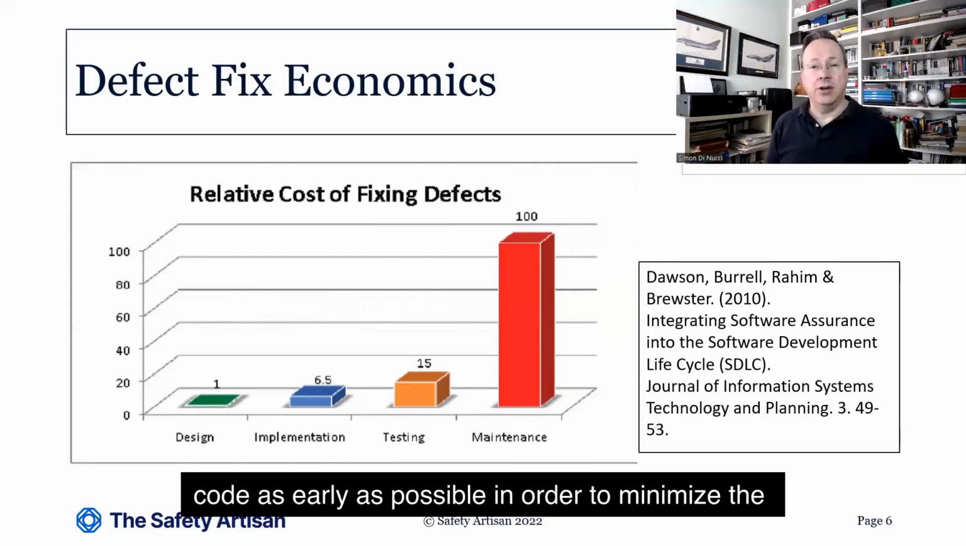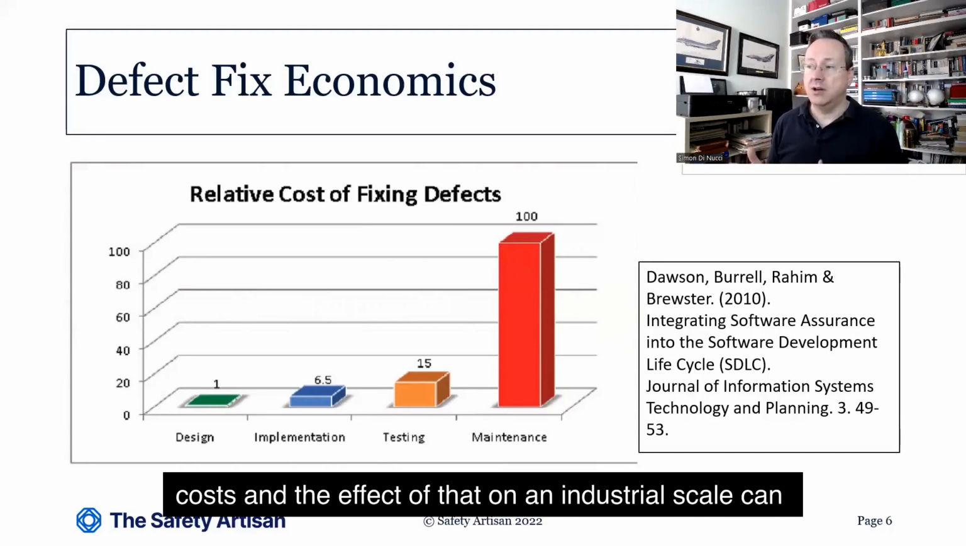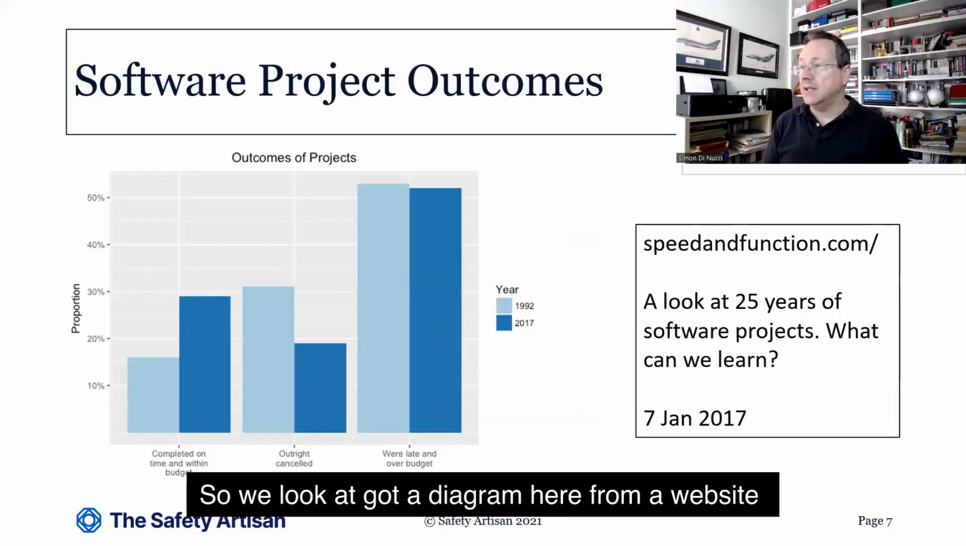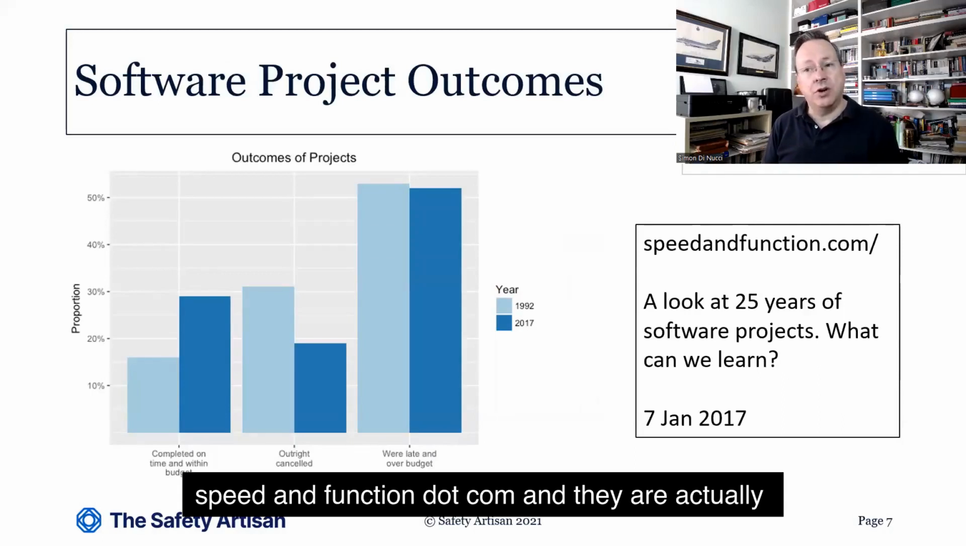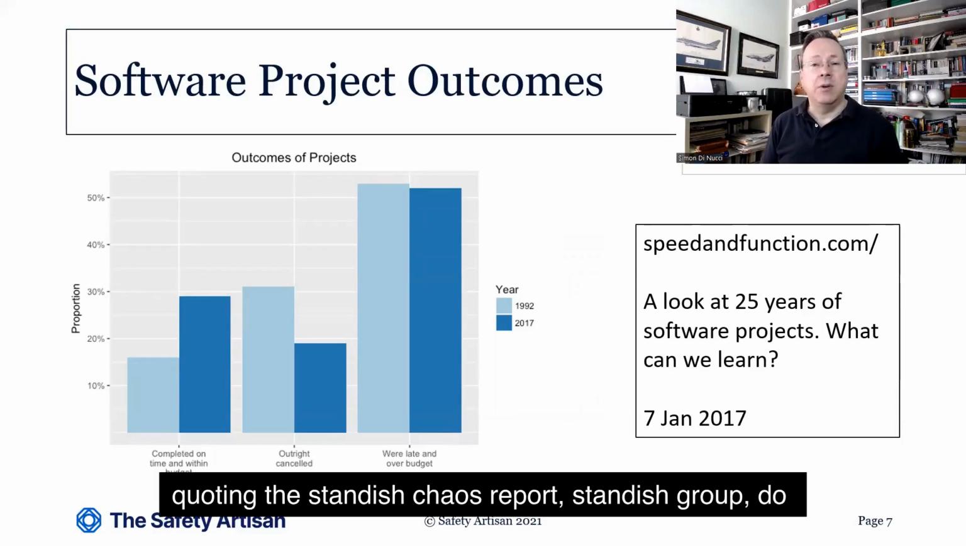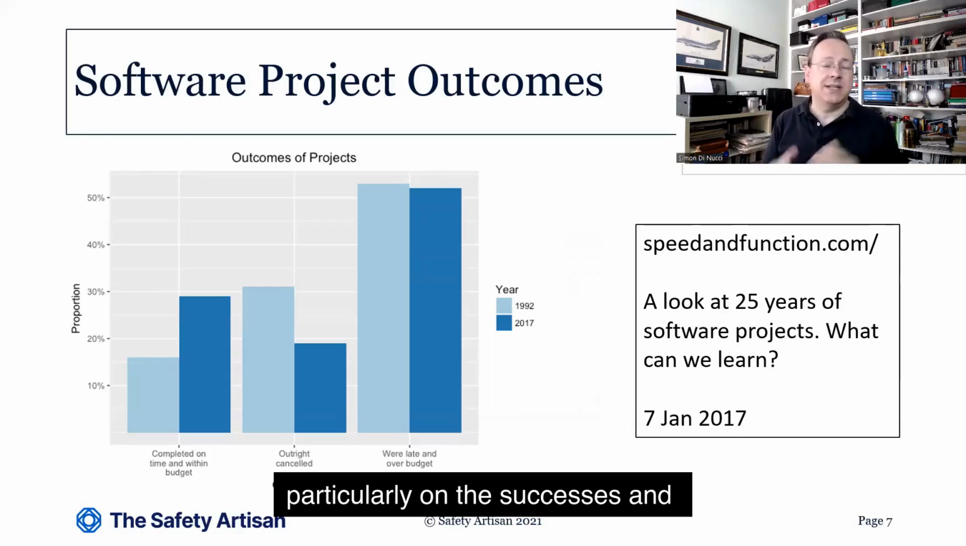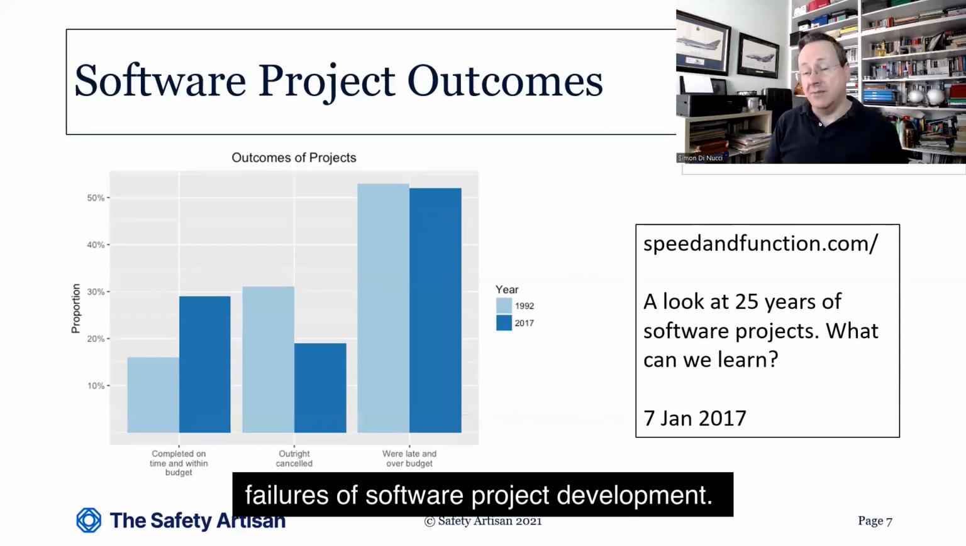So we need to catch bugs and defects in our code as early as possible in order to minimize the costs. And the effect of that on an industrial scale can be quite dramatic. So I've got a diagram here from a website, speedandfunction.com, and they are actually quoting the Standish Chaos report. Standish Group do a report on software development metrics every year, particularly on the successes and failures of software project development.